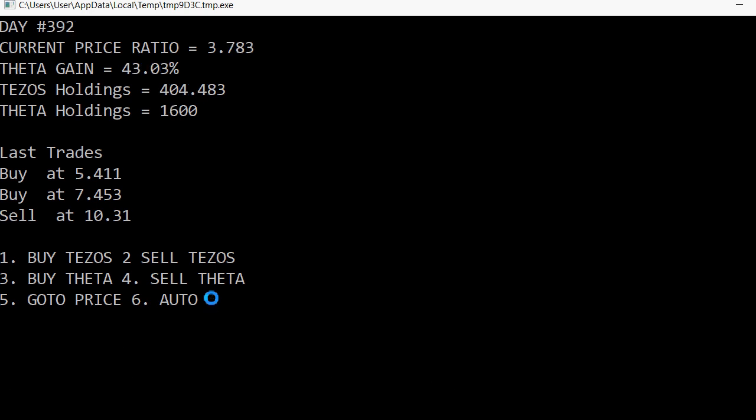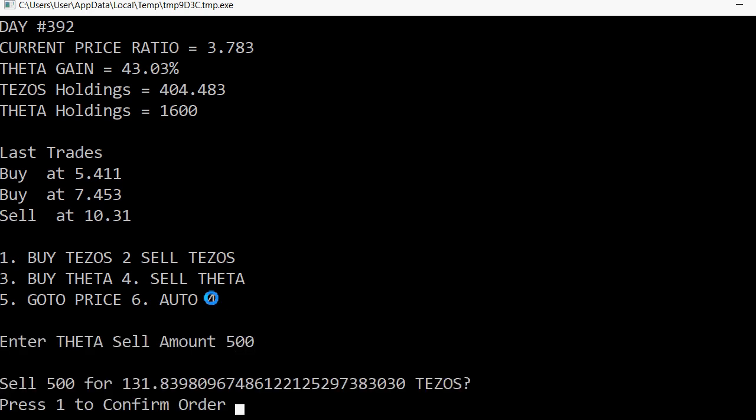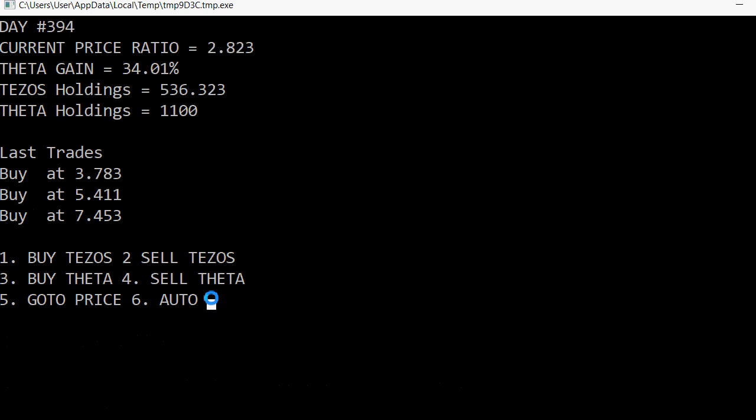And the next move is a theta gain of 43%. 1600 I got. So let's do maybe 500. And then theta again. So we have to go lower, 375. This is where I'm starting to worry about running out. But I'm still in good shape. Still got 725. Less than I started with.